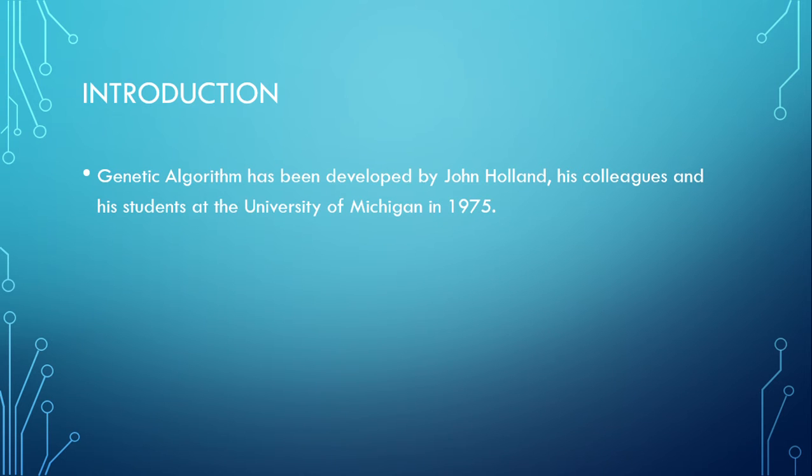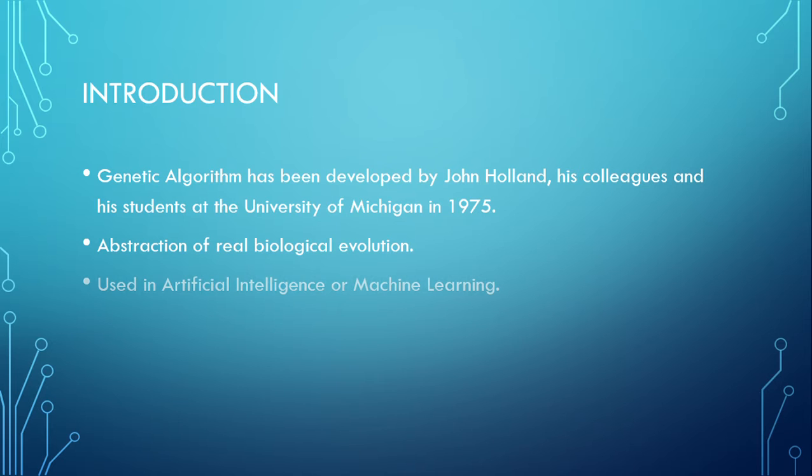Basically, the genetic algorithm was developed by John Holland, his colleagues, and his students at the University of Michigan in 1975. It's basically an abstraction of real biological evolution. Like human beings evolve, the same concept was used in artificial intelligence algorithms. When humans have certain problems, they evolve accordingly. The parents get immune, and that immunity is transferred to their children. The same process was used in genetic algorithms.